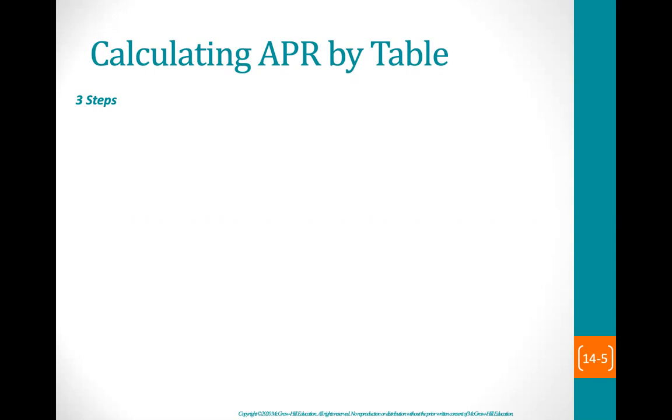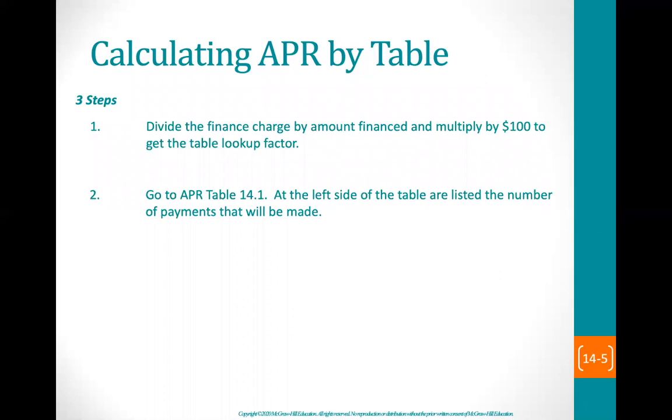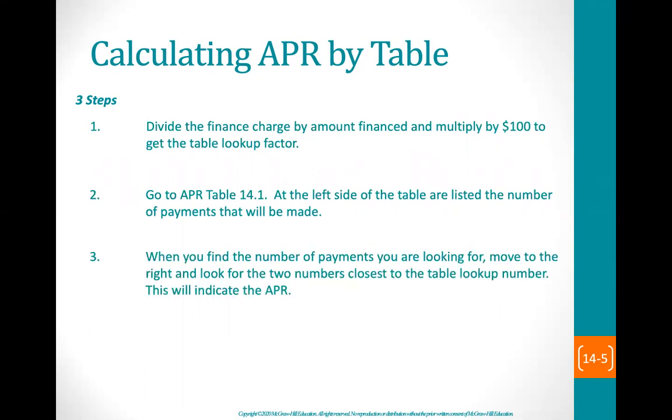To calculate the APR by table, you take 3 steps. First, divide the finance charge by the amount financed and multiply by 100 to get the table lookup factor. Go to the APR table 14.1. At the left side of the table are listed the number of payments that will be made. When you find the number of payments you're looking for, move to the right and look for the 2 numbers closest to the table lookup number. This will indicate the APR.